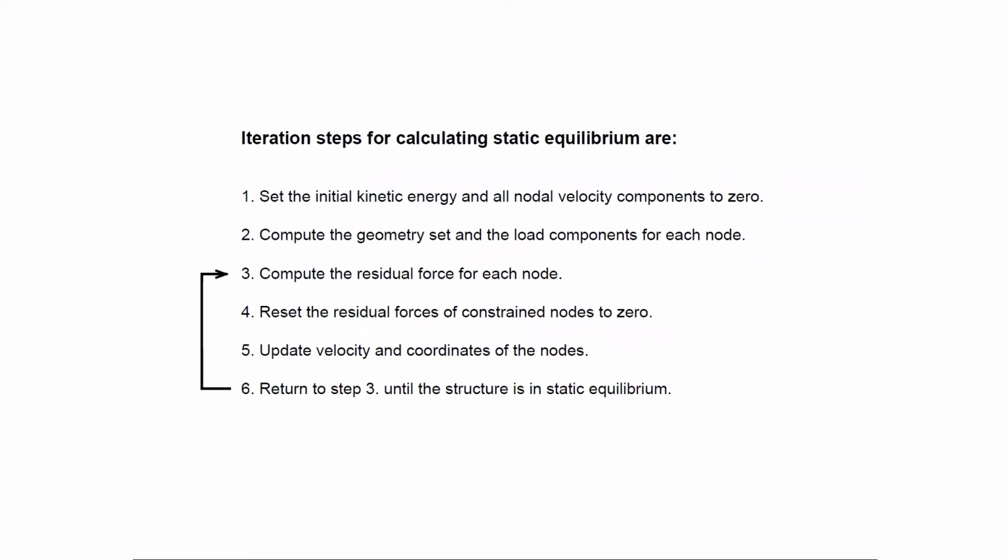Okay, so first, if you have a surface that has certain nodes, these nodes have position and velocity, and they have a certain force that acts on them, which makes them move. So first we set them all to 0. Okay, so first they're not moving, so this initial kinetic energy and velocity is just 0. Then we compute the geometry set.